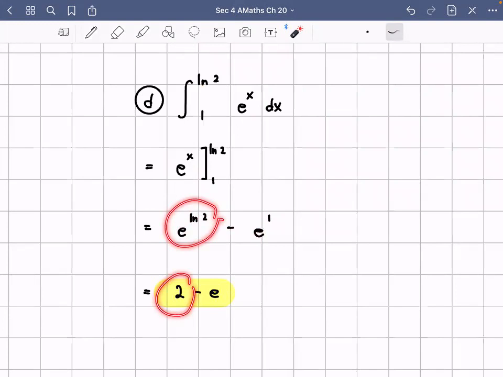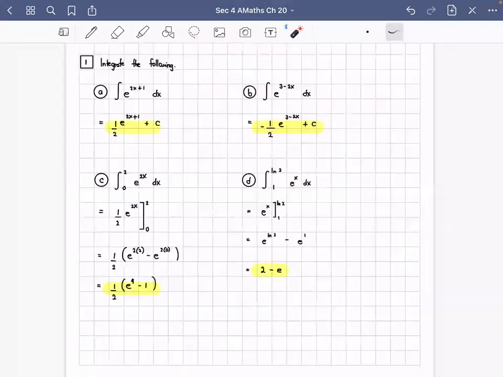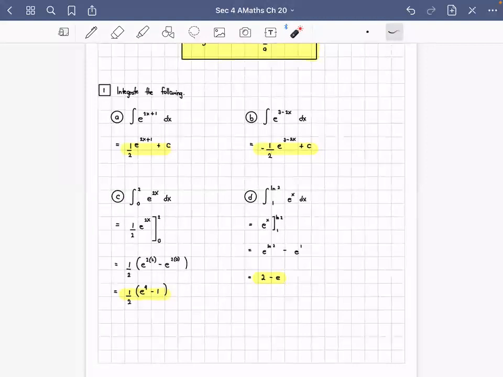Sec 4, are you familiar with your calculators? Can you find this? So e raised to ln of 2. Please inform me if your calculator works a different way. When you plug this into your calculator, you're supposed to get 2 as your answer. And then e raised to 1 is simply e. So this is your final answer: 2 minus e. Do you have any question, class, for exponential functions? None? All right.